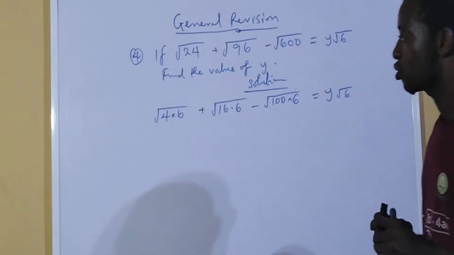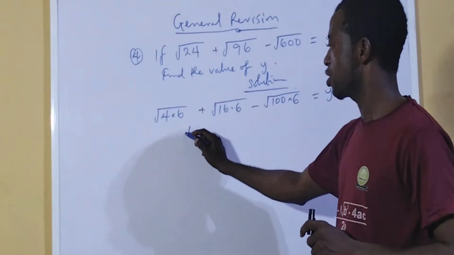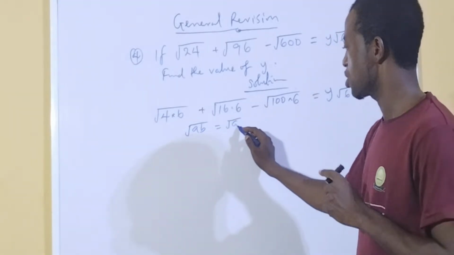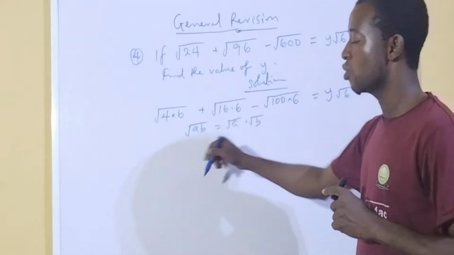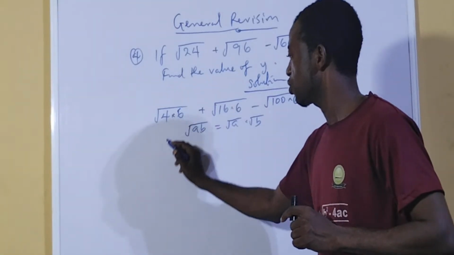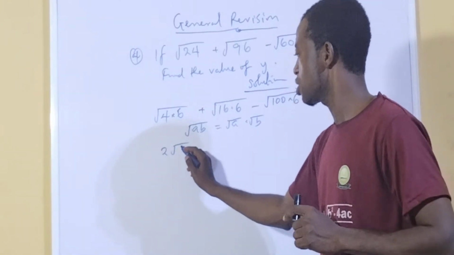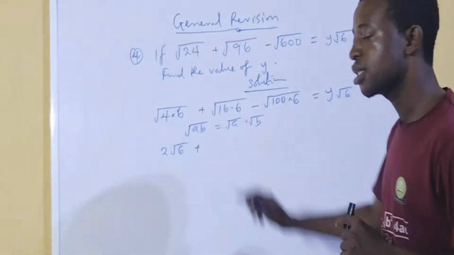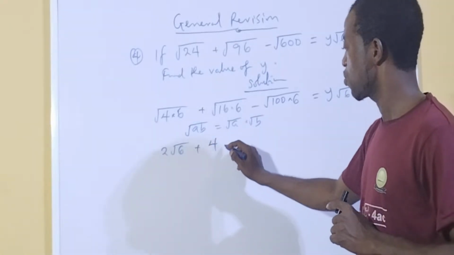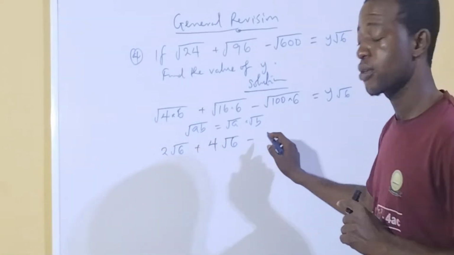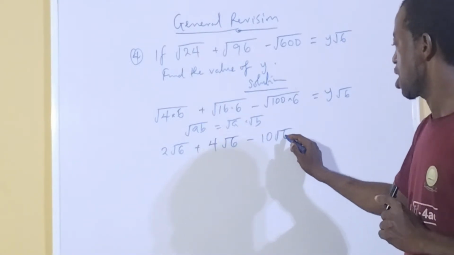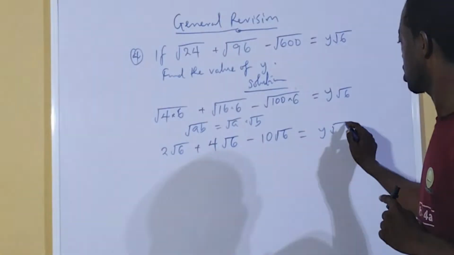And from the rule of surds, whenever we have root a times b, we can separate this as root a times root b. So when we separate this, it becomes root 4 times root 6, and root 4 is 2, so this becomes 2 root 6, plus also root 16 times root 6. And root 16 is 4, so we have 4 root 6. Then minus also root 100 as 10, we have 10 root 6, then equals to y root 6.